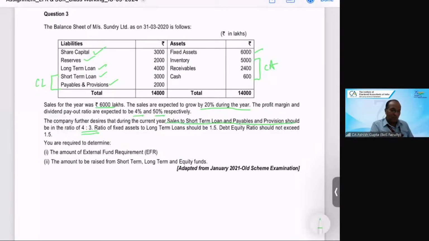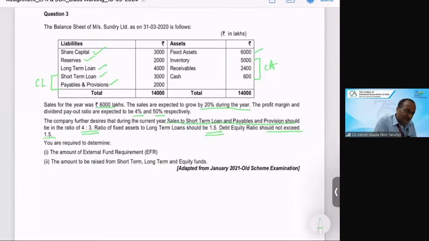Ratio of fixed assets to long-term loans should be 1.5. Then it says the debt equity ratio should not exceed 1.5. Right now the debt equity ratio may be different. We are not going into that, but they say it should not exceed 1.5. So now they have given us the conditions.